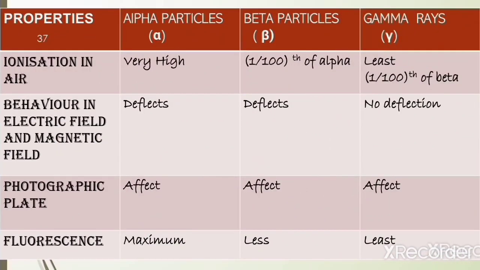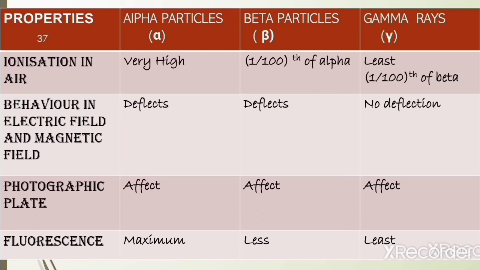The ionization of alpha particles in air is very high, and that of beta particles is 1 by 100 of alpha, and for gamma rays it is the least, 1 by 100 that of beta. The alpha and beta particles undergo deflection in electric and magnetic fields.